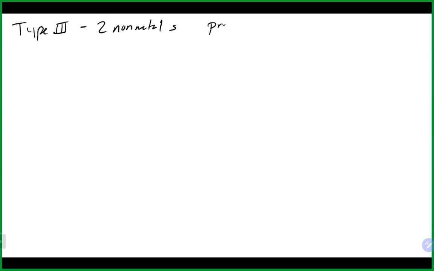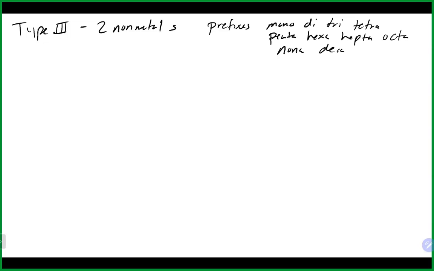And here we do use prefixes. So that is our mono, that is our di, that is our tri, that is our tetra for 4. That's our penta for 5, our hexa for 6, our hepta for 7, our octa for 8, our nona for 9, our deca for 10. A couple of rules about these prefixes. We do not use mono on the first name. It is okay on the second name, right?